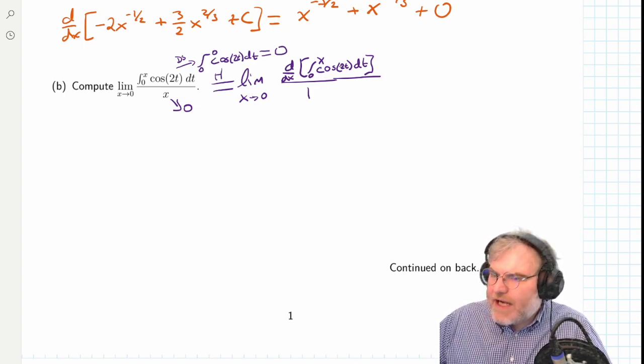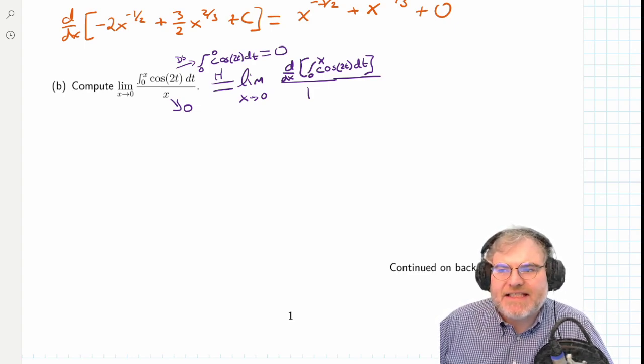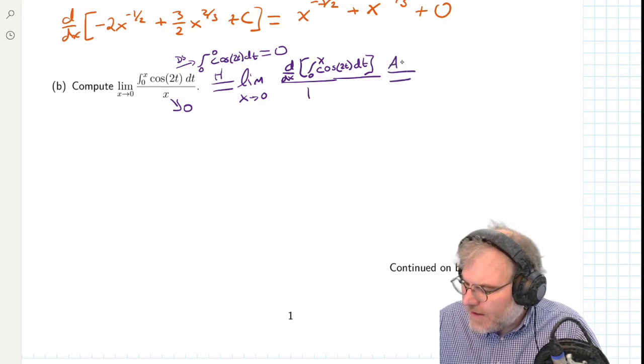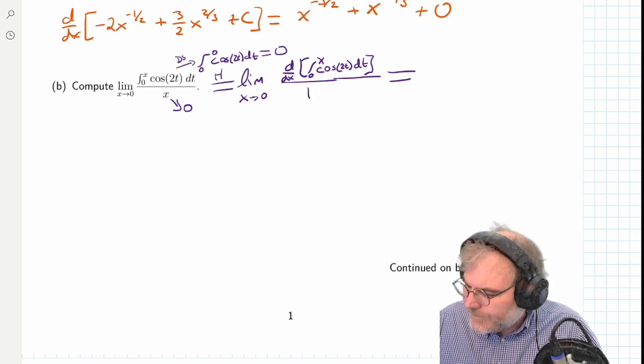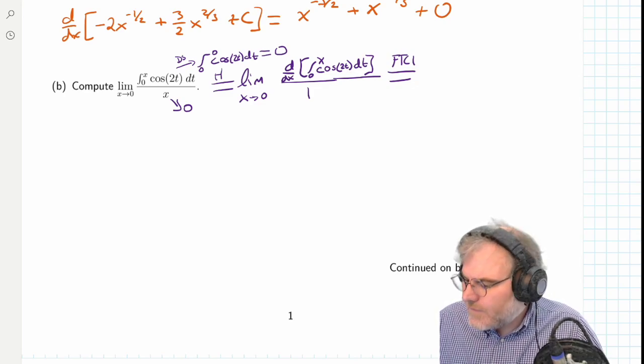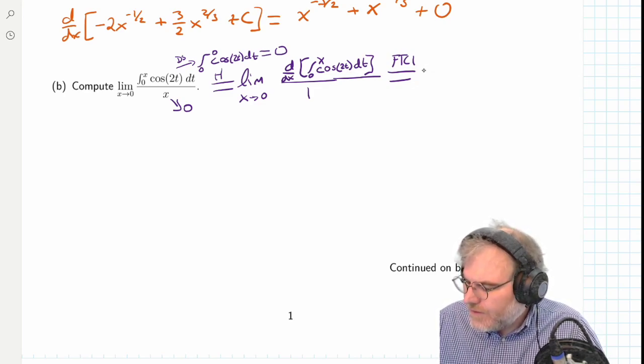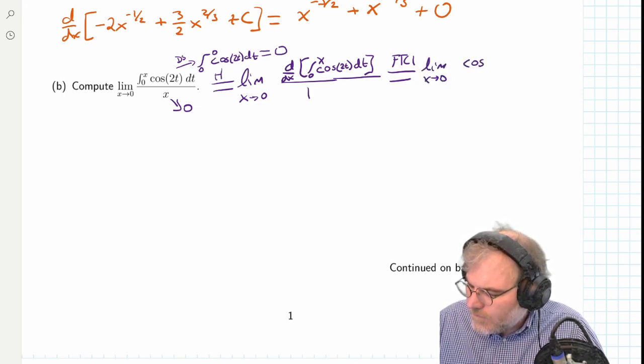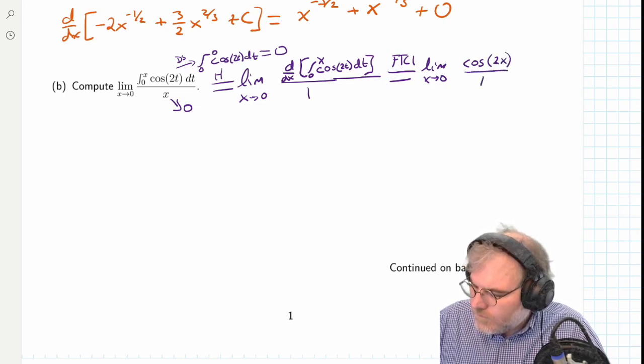Well, what's this derivative right here? That derivative's easy. Well, that's by FDC1. That's just the area under the curve function. That derivative is the cosine of 2x. And I need my limit here. Well, that's easy.